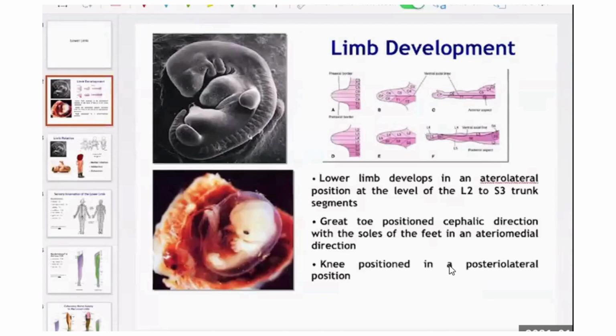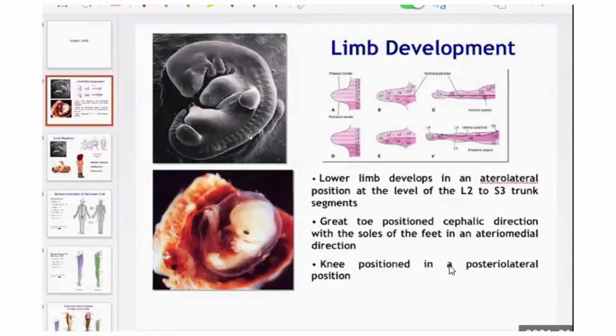So proceeding with the lower limb, know the general architecture. The regions are thigh, leg, and foot, whereas in the upper limb it is arm, forearm, and hand. On the arm we have two compartments: flexor compartment and extensor compartment. Likewise, on the thigh we have anterior compartment and medial compartment, whereas on the leg we have posterior and lateral compartments.